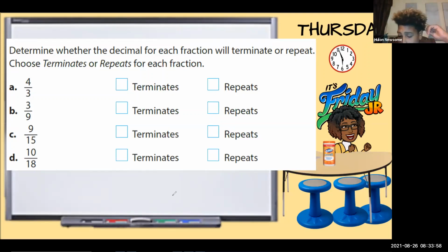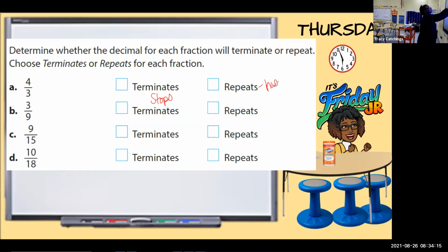Miss Ketchum, what does this word mean? Terminate. Terminates means the decimal stops. And then repeats means it has repeating digits. Yes, ma'am. Thank you. You're welcome.